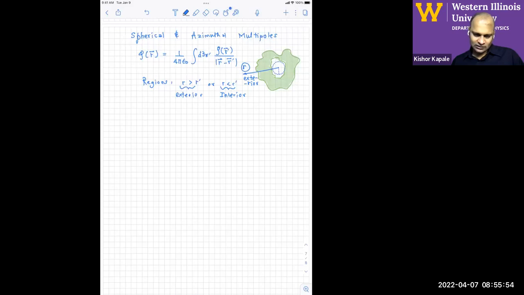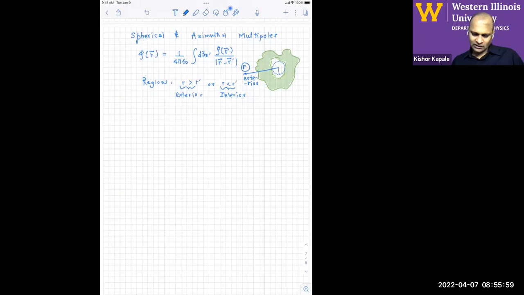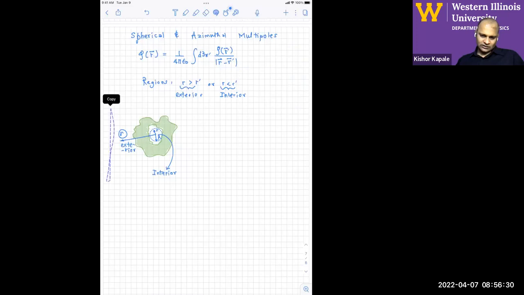The radius of that dashed sphere is capital R, and your observation point little r could be anywhere inside there, and that is interior. Okay, and so you have this sort of a situation. I'm just going to put this drawing here so it does not get mixed up with the rest of the material.